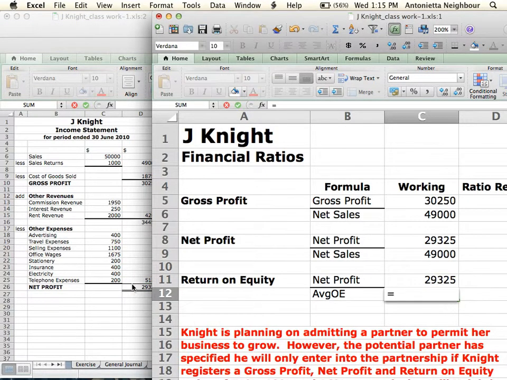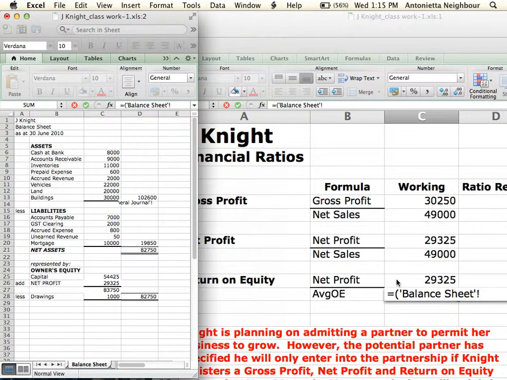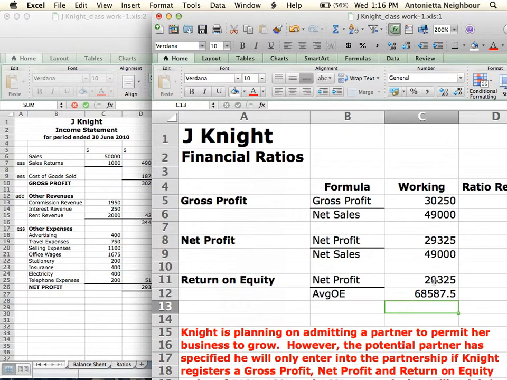$29,325. Now my average owner's equity is going to equal, and I need to open my brackets. And I need my balance sheet for this one, so I'll need to cross to my balance sheet over here. Average owner's equity equals equity at the beginning, and equity at the beginning for this business is $54,425. That's how much capital we started at the beginning of the period, plus the equity we finish with on the period, which is $82,750, close brackets and divided by 2. So that's what I get for my average equity.